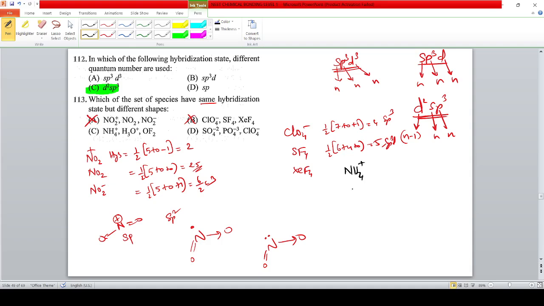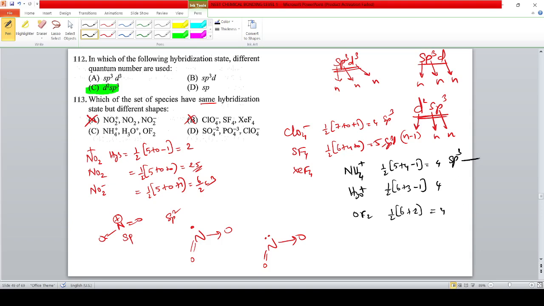NH4 plus, H3O plus, OF2. Half into valence electron plus monovalent atoms plus or minus charge, so 8 by 2 is 4. So yeah, sir, everybody is sp3. All the 3 are sp3.